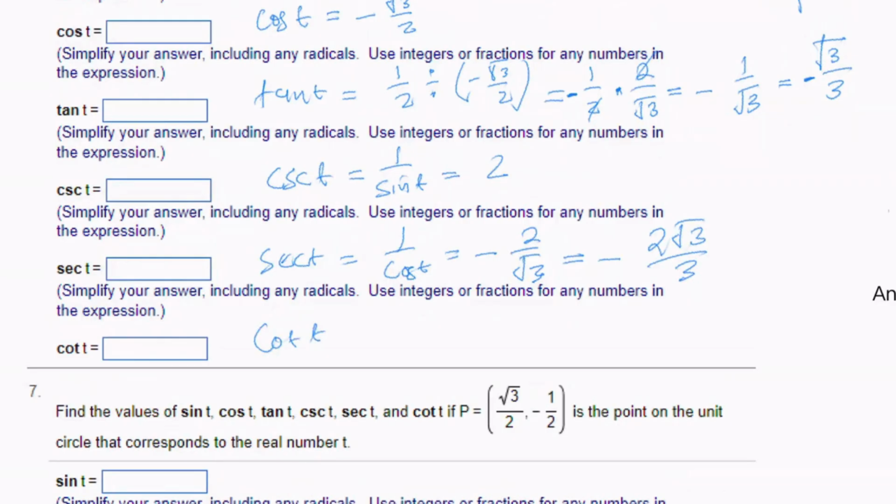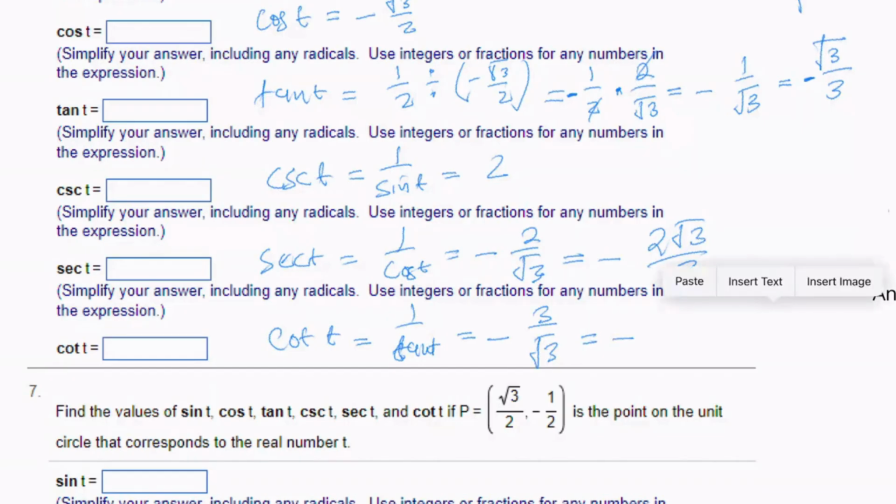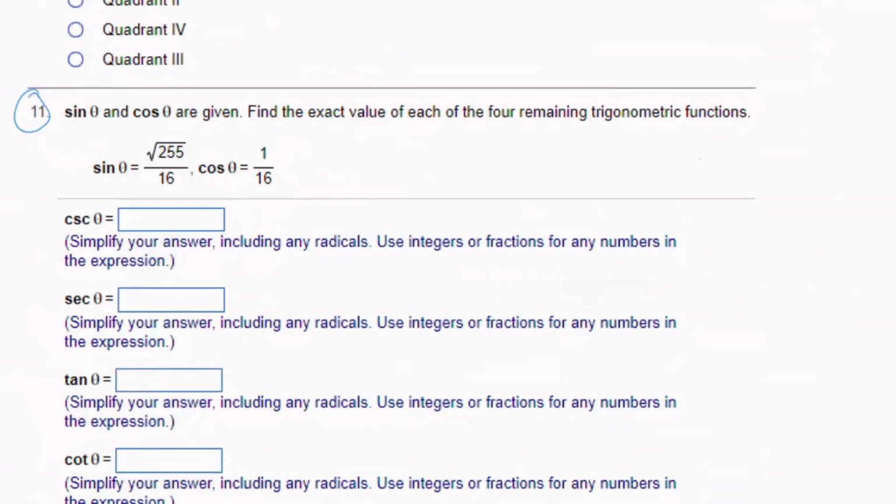cotangent t. Let's see, cotangent t is 1 over tan t, which is negative 3 over root 3. And if we rationalize this, we get 3 root 3 over 3. So 3 and 3 cancel, we have root 3. Okay. In 11, you have sine theta is given by that, cosine theta given by that, right?